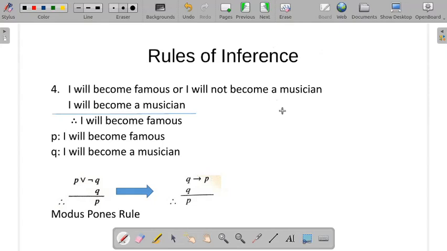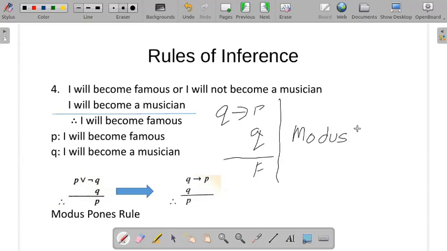Substituting that in our equation, it becomes Q conditional P and Q, therefore P. Is this a valid argument? Just check the modus ponens rule. According to modus ponens, this argument is valid.